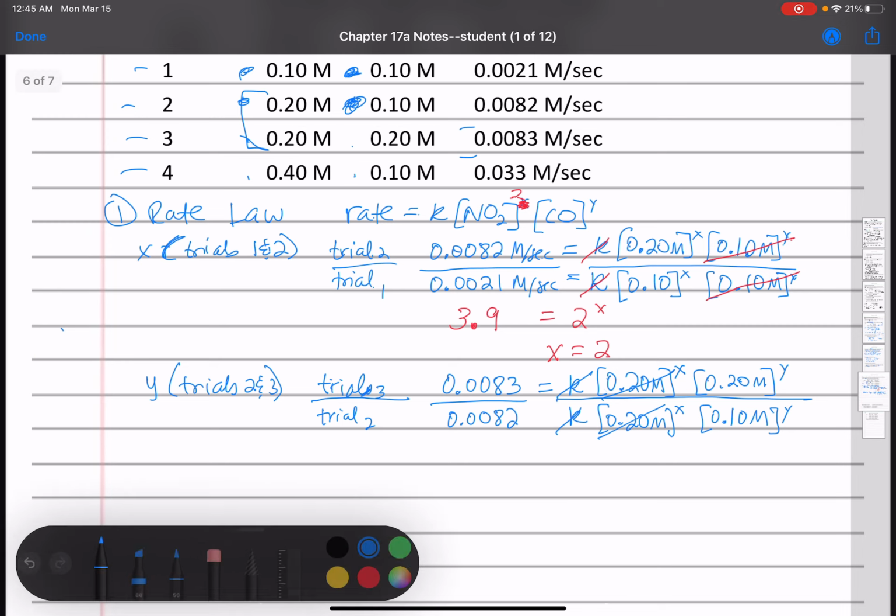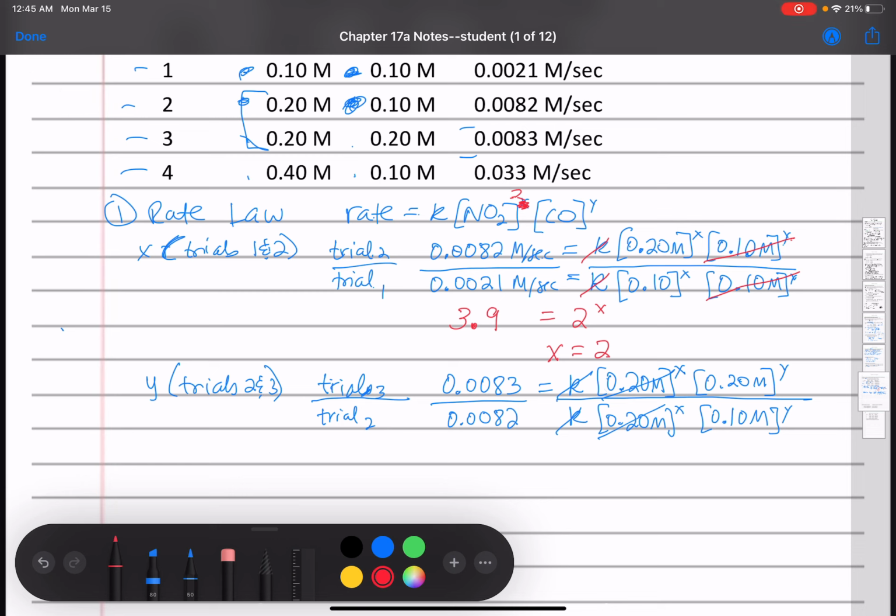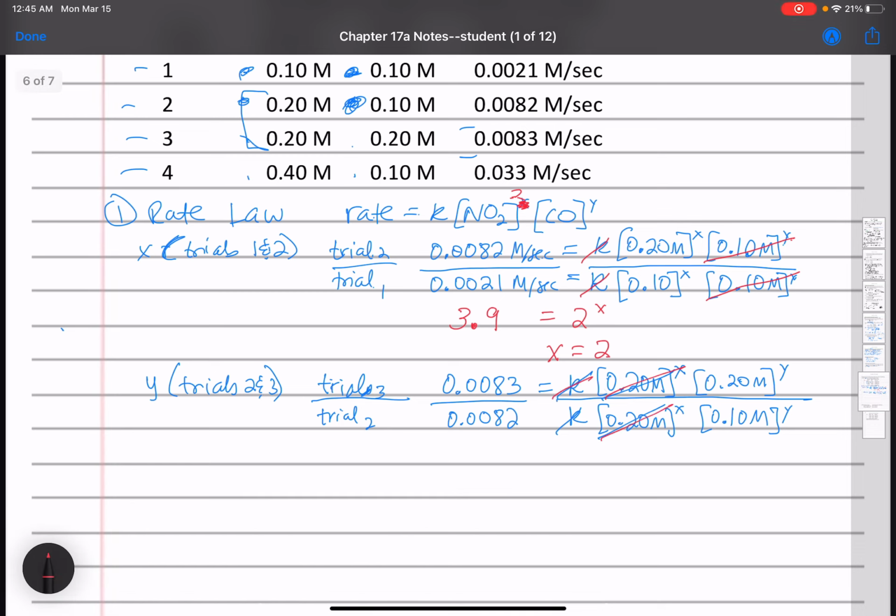Okay, so 0.0083 divided by 0.0082. So I said these cancel out, and this equals 1. 1 equals, and then 0.2 divided by 0.1 is 2 to the y power. So what 2 to the what power equals 1? You might need to refresh your memory on exponent stuff, but anything to the 0 power equals 1. So 2 to the 0 power, in this case y, equals 0.